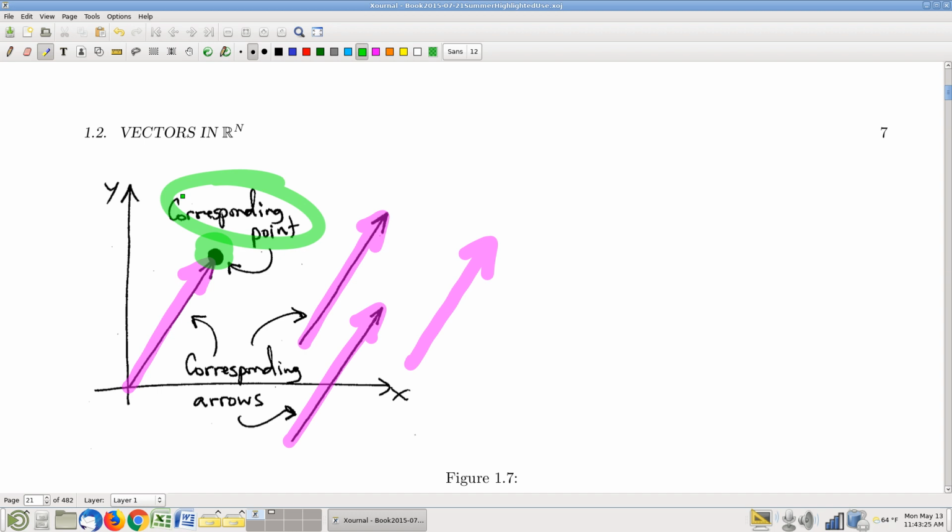I cannot emphasize enough, though, I'm not saying they're the same thing. Of course not. Points have locations. Vectors don't. Vectors have directions. They don't have locations. Likewise, vectors have directions. Vectors have magnitudes. Points just sit there. They don't have either directions or magnitudes. So they're different things, but they do pair up in this canonical way.